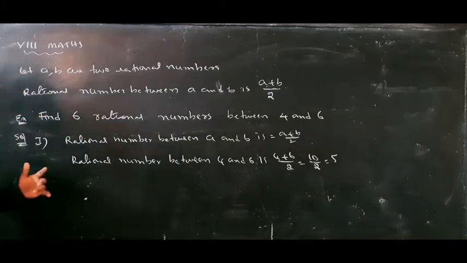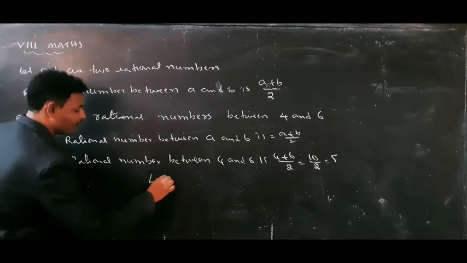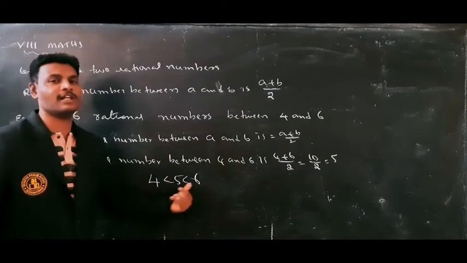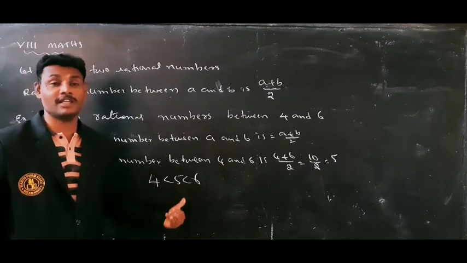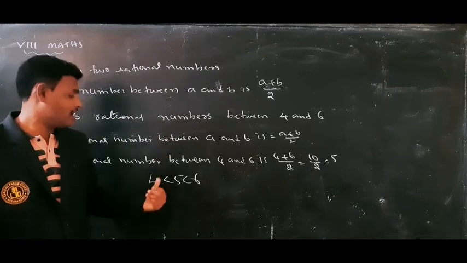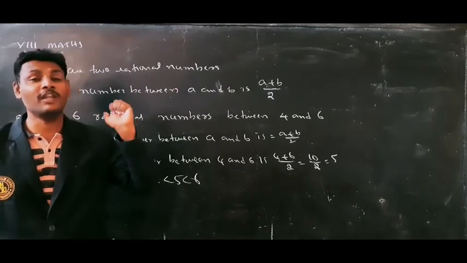So between 4 and 6, what is the rational number? 5 is a rational number. So 4 is less than 5, and 5 is less than 6. So 5 is a rational number between 4 and 6. But I need 6. Here only 1 is completed. So you have to find the remaining 5 rational numbers between 4 and 6.